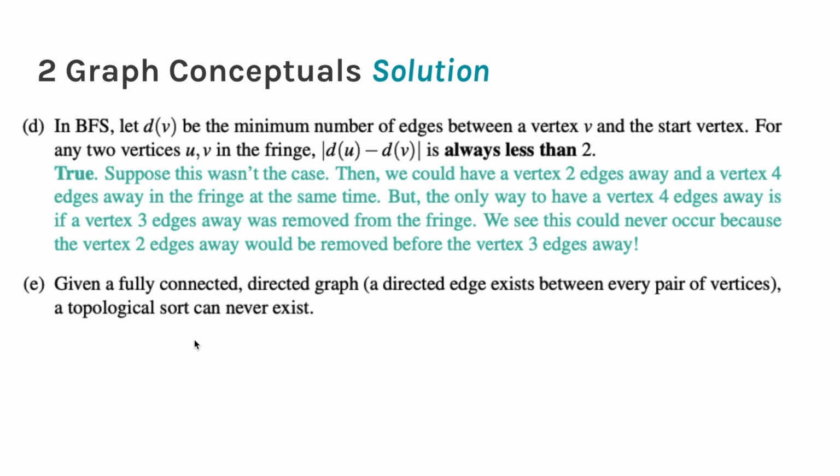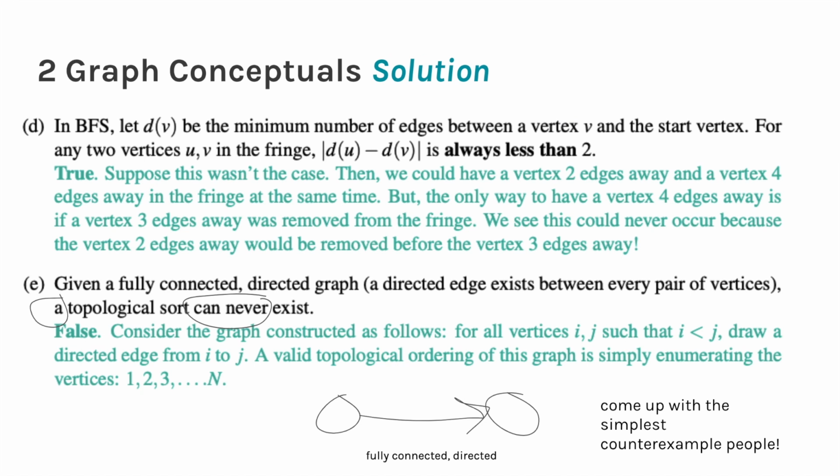E, given a fully connected directed graph, a directed edge exists between every pair of vertices, a topological sort can never exist. So fully connected means we have an edge between every pair of vertices. The key thing to note is, can we come up with a counterexample? Okay, let's look at the language. A topological sort can never exist for a fully connected graph.